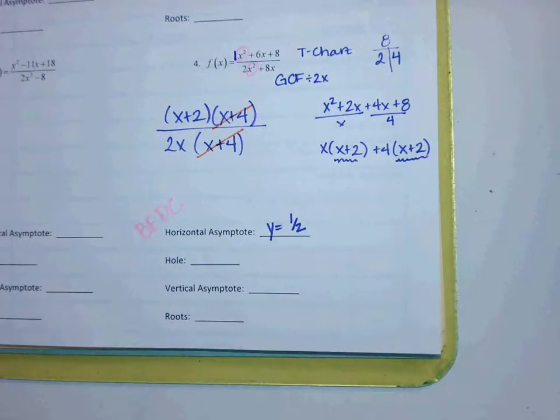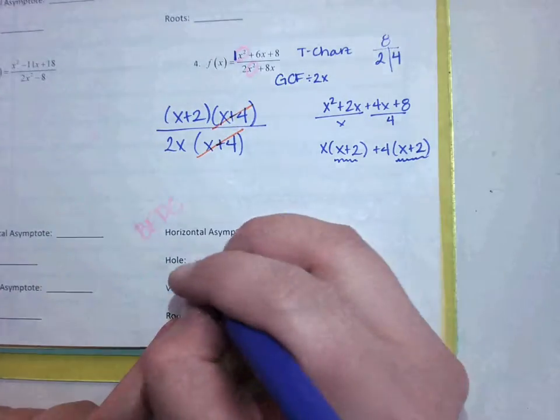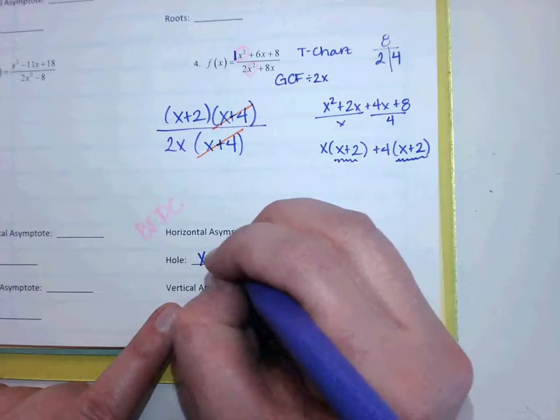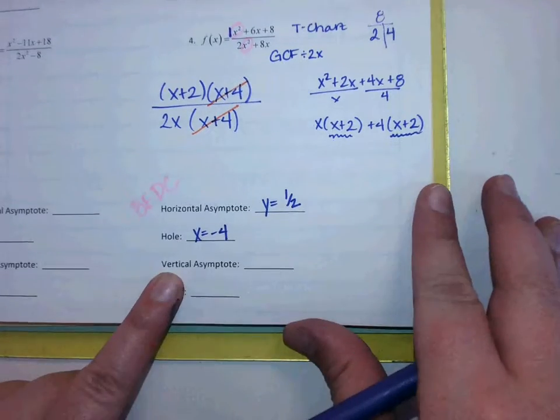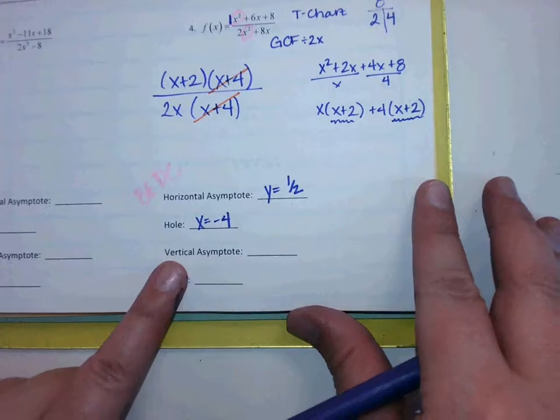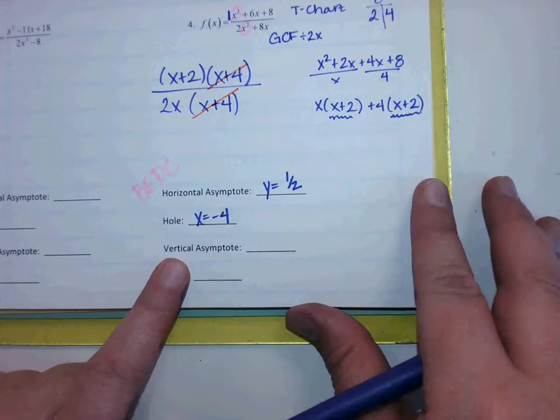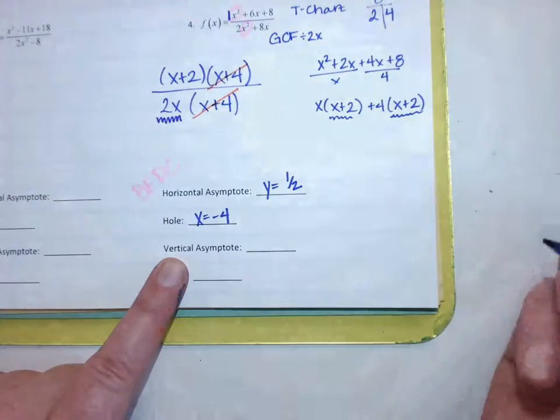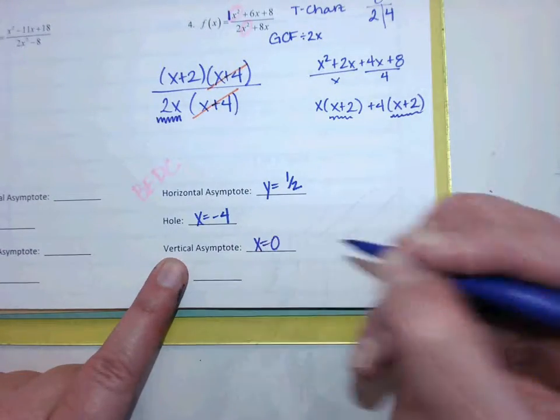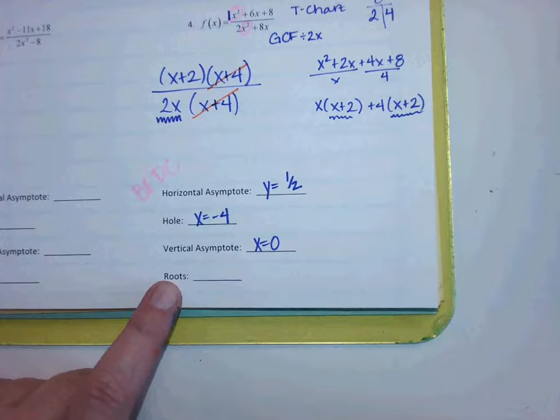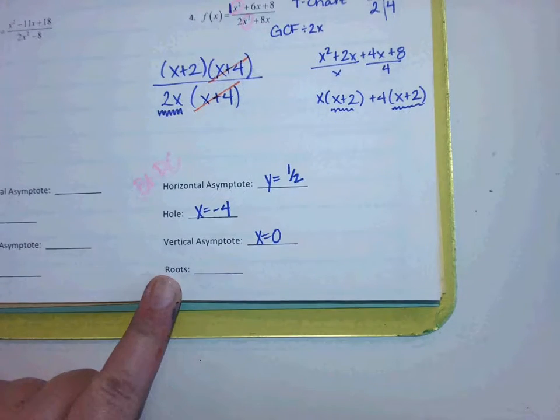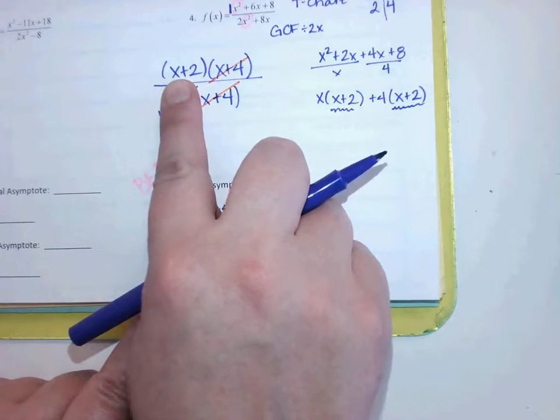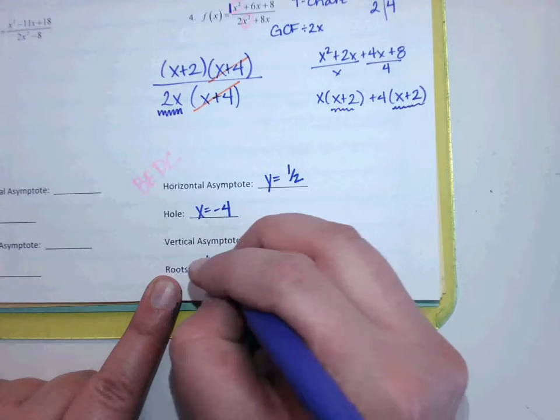Which means where will the hole be in the graph? Switch up the sign though. If it's a plus 4 in the parentheses, it'll equal a negative 4. And then my vertical asymptotes are my x's that are left over on the bottom. What x is left over on the bottom? 2x, and it's out front, so what's the answer that goes with that? 0. Okay, then my roots are the x's left over on the top. What was left over on the top? x plus 2, which means the root will be x equals negative 2.